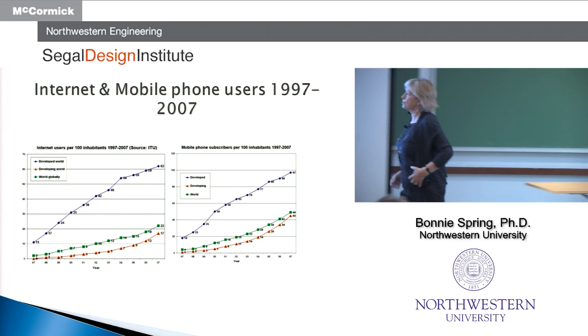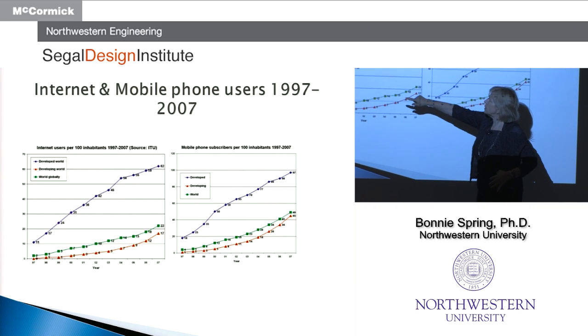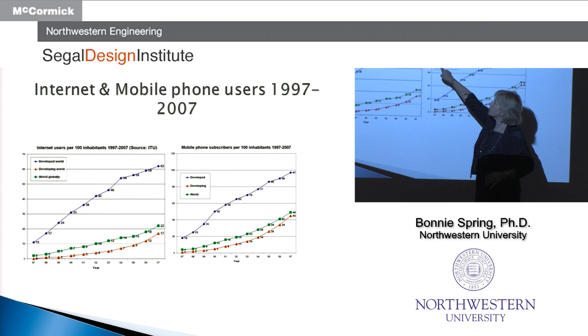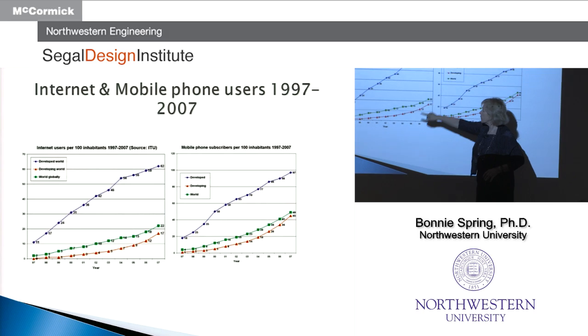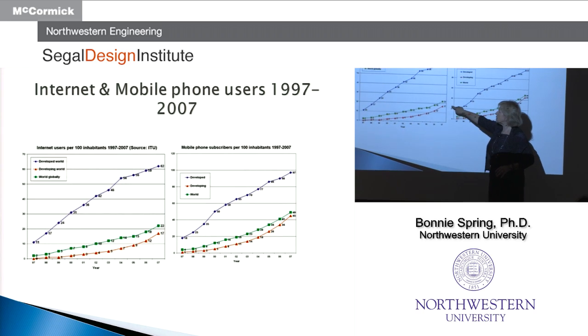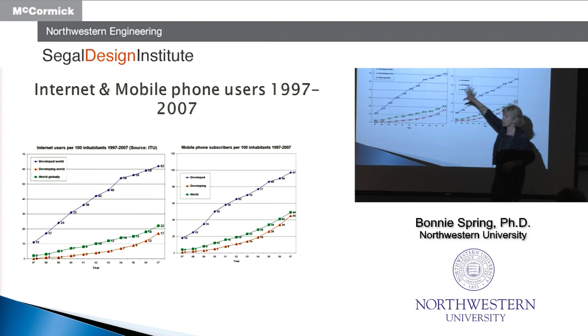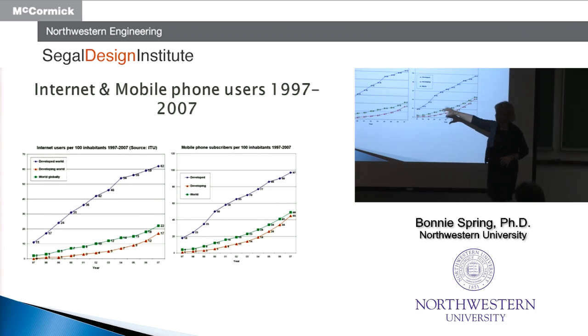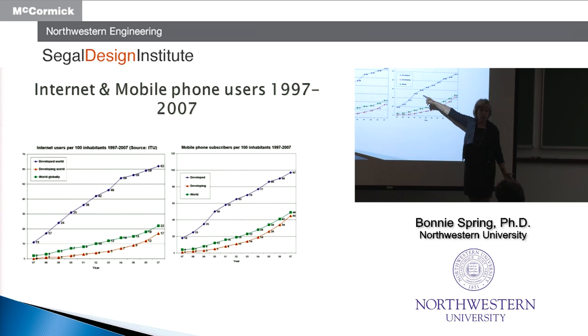So what you're seeing on this graph is the blue line is the number of internet users per 100 inhabitants in the developed world. The red is in the developing world, and the green is the combination. So you can see that the curves are parallel, and clearly the developed world has an edge in terms of having more computers per 100 people.